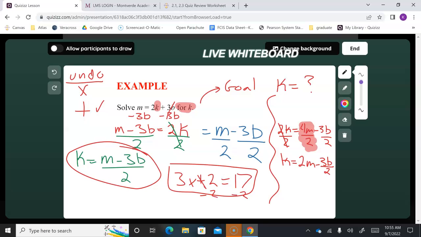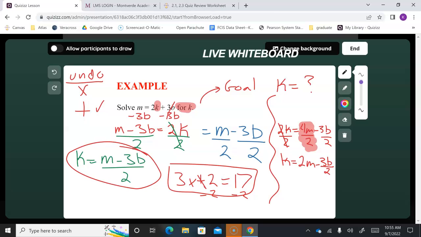Okay, I did the same thing here, but it's with a variable as well. I want the k by itself, so I'm going to subtract 3b, so that 3b goes away from where the k is, but I can't actually do m minus 3b. So I just write m minus 3b, and I leave it like that.